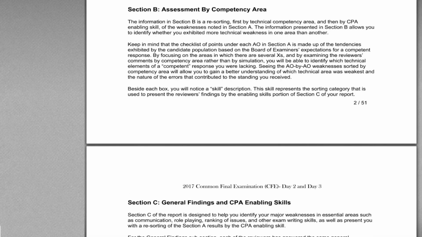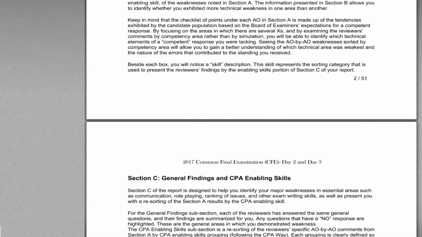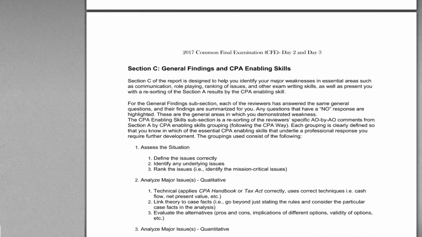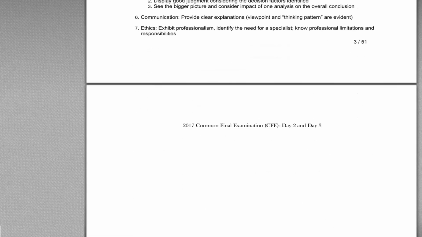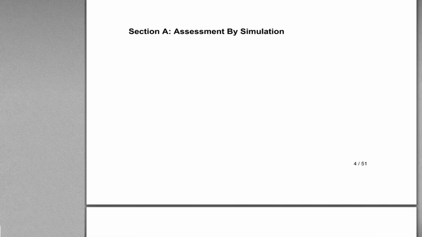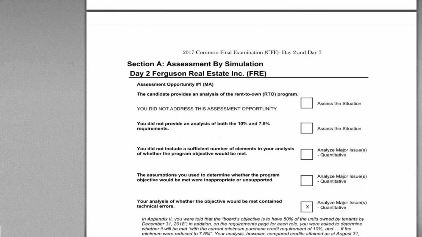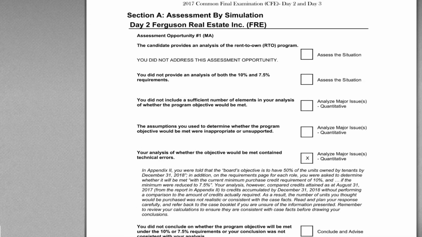Section B is pretty much the same as Section A, it's only sorted differently. I'll show you that in just a moment. Section C is again the same as A, except it's sorted by CPA way format. Let's scroll down to Section A first. The feedback is based on CPA way approach. For example, you see on the right-hand side, assess the situation, analyze major issues, conclude and advise.